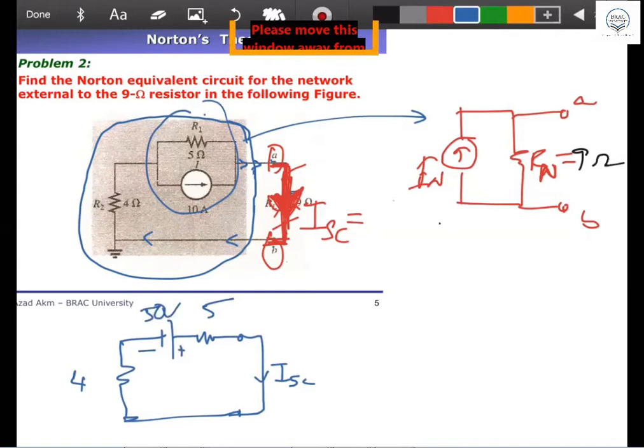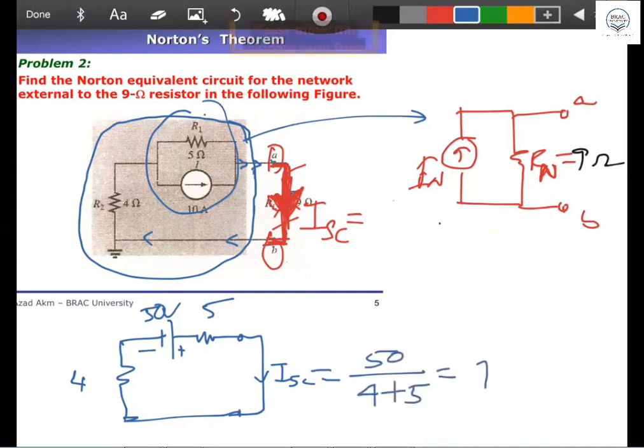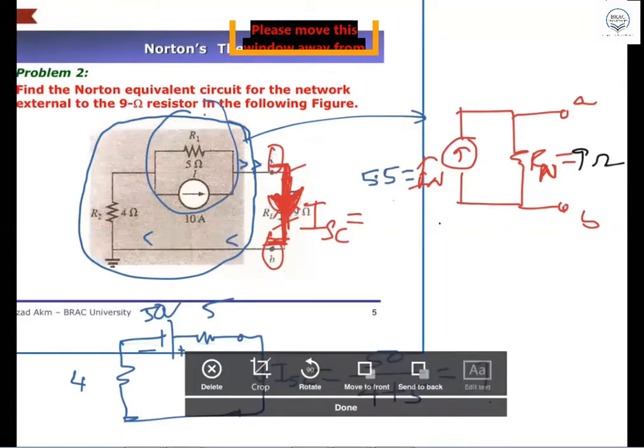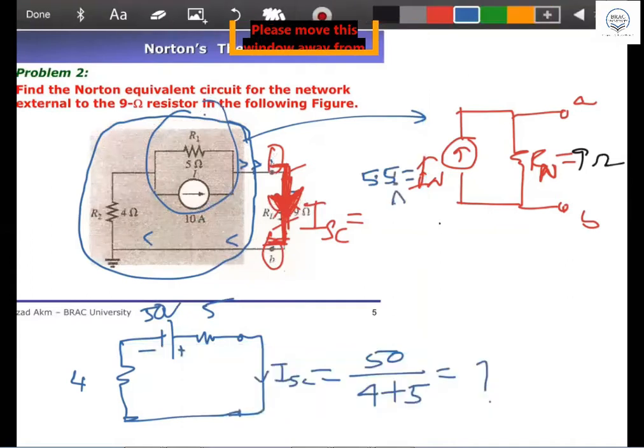Hey, all of you? Yes, sir. Okay. Now you can close your eyes, I can find it like this. What is that? 50 divided by 4 plus 5, right? 50 divided by 9 equals what? 5.55, 5.56 actually. Okay, 5.56 ampere you are getting. So this is one method, one way you can do it straight away.